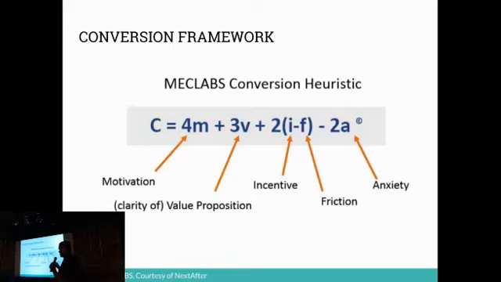This is a conversion heuristic that some super smart people have come up with as a way to think about conversion. I think it's really useful, and it's something that we'll circle back to and keep in the back of your mind. But basically it's saying that conversion, the C there, is a factor of 4 times motivation plus 3 times value proposition or clarity. Do I know what this is going to do?